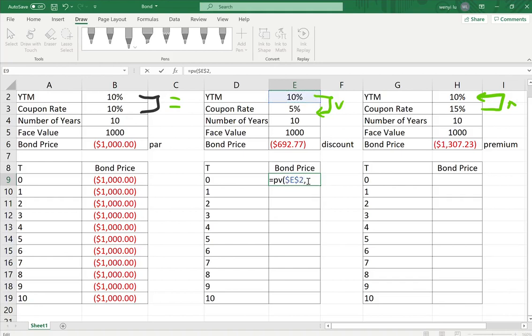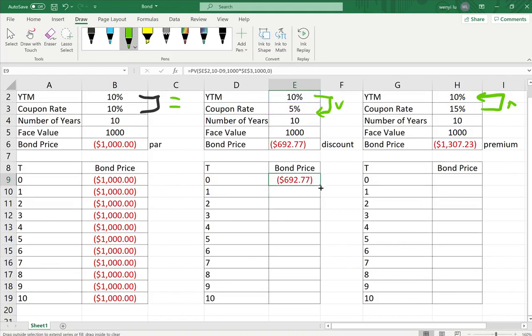The number of periods will be 10 minus t. The payment is the face value times the coupon rate. The future value is always $1,000, and the type will be 0. So that's the price at time 0.